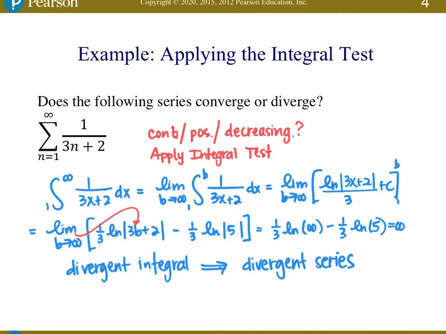So if the conditions of the hypothesis are met, then you can integrate the function, and then the behaviors will be the same. One implies the other. A convergent integral would imply a convergent series.